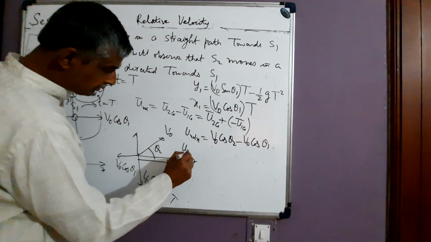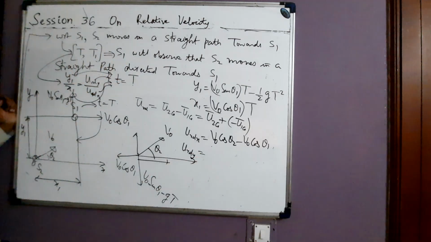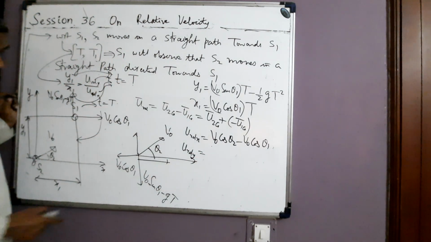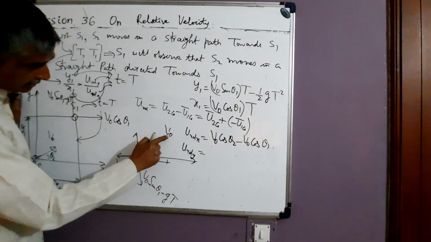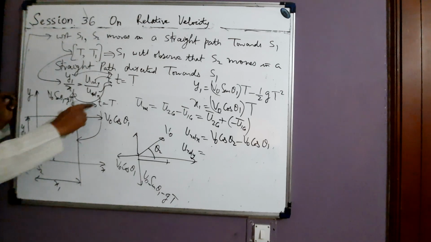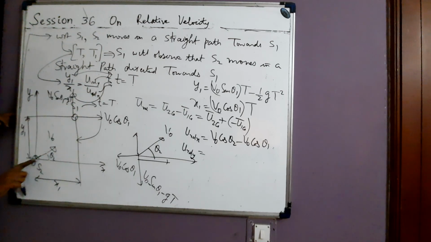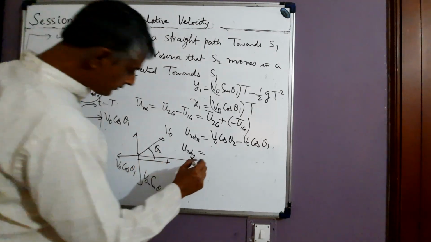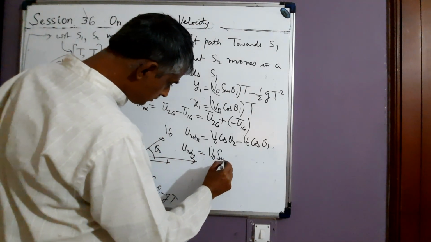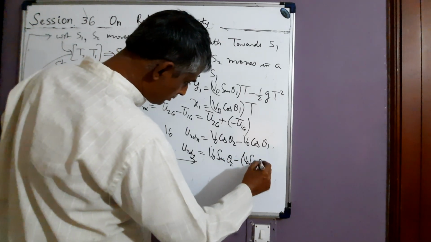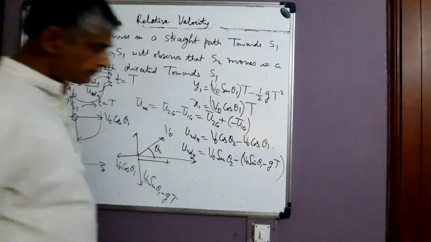And what about u relative y? Y component of relative velocity of S2 with respect to S1 at time capital T. Now the y component will be the y component of this, V naught sin theta 2, minus this. Not this minus this, because from 0 to t1, with respect to S1, S2 is coming like this. So the y component should be in the upward direction. So V naught sin theta 2 should be more than this. So u relative y will be V naught sin theta 2 minus V naught sin theta 1 minus gt.